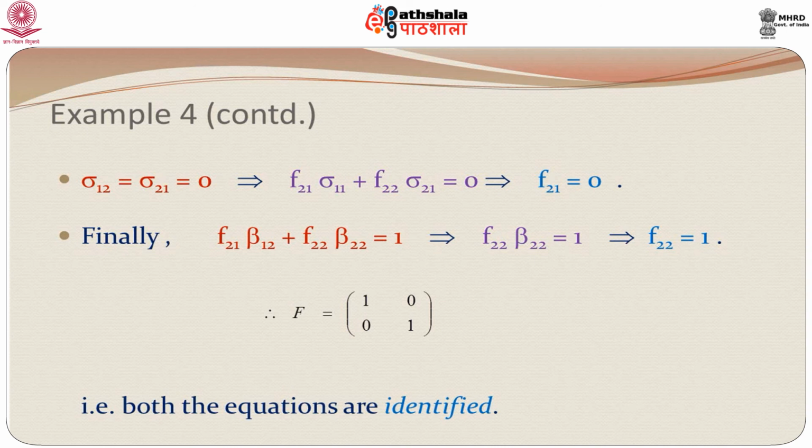So, we can see that even if we have restrictions on the variances or covariance matrix, then also we can identify the equations. So, it need not be the restrictions only on the equation parameters, it could be the variance covariance matrix type of restrictions that allows us to identify the equations.